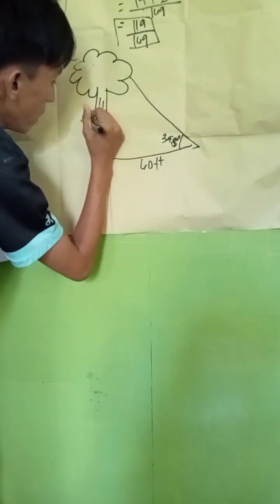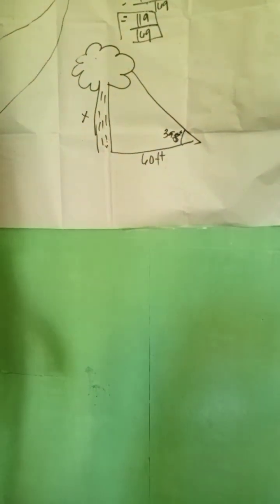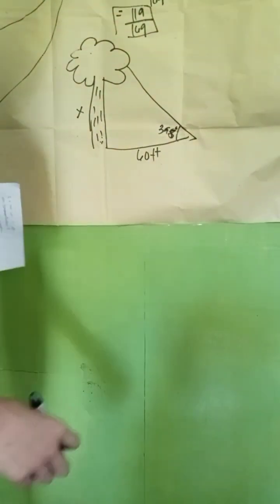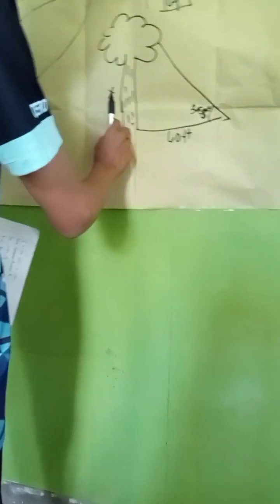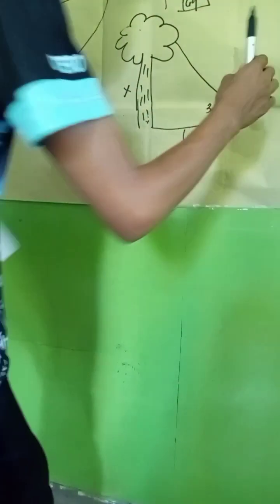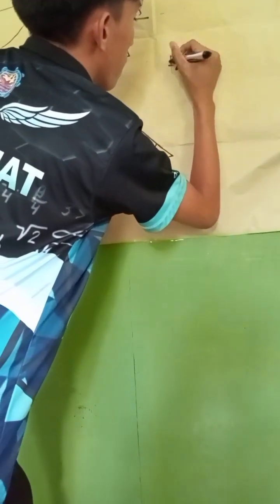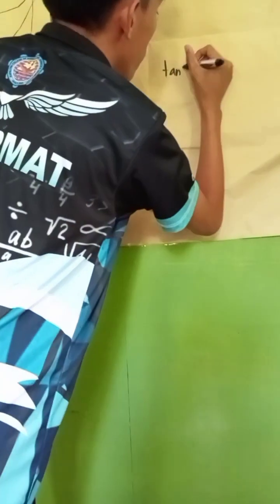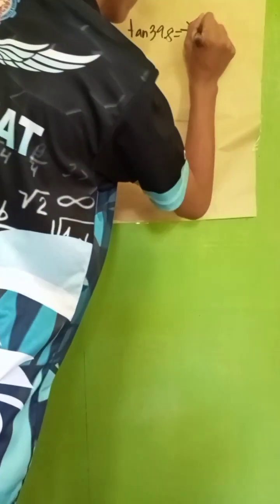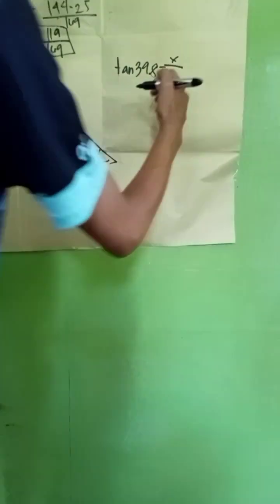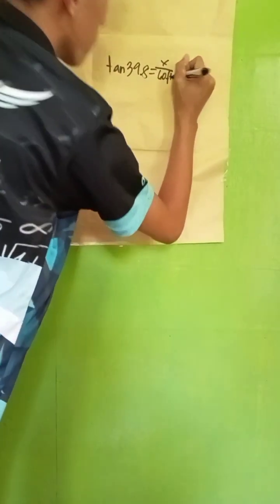So we are going to find how high the tree is. We will use tangent, since what is given is the adjacent and we need the opposite. So let's have tan of our angle of elevation, 39.8. Tangent of the angle is equal to opposite over adjacent. So opposite is x, since we're going to find how high the tree is. And the adjacent is 60 feet.